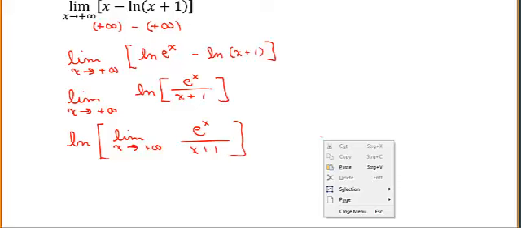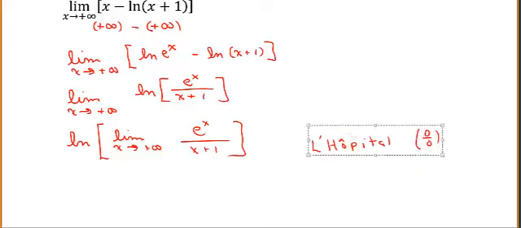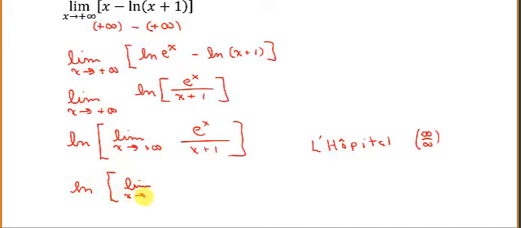Let me paste it here again, but I have to change this as an infinity over infinity indeterminate form. And so I could apply L'Hopital's rule, take the derivative of the numerator and the derivative of the denominator. I'll have the natural log of the limit as x approaches positive infinity of e to the x over 1, which is just e to the x.